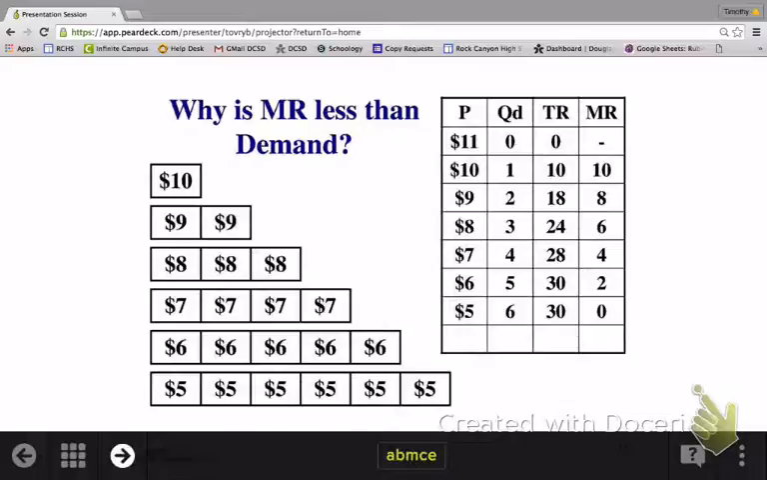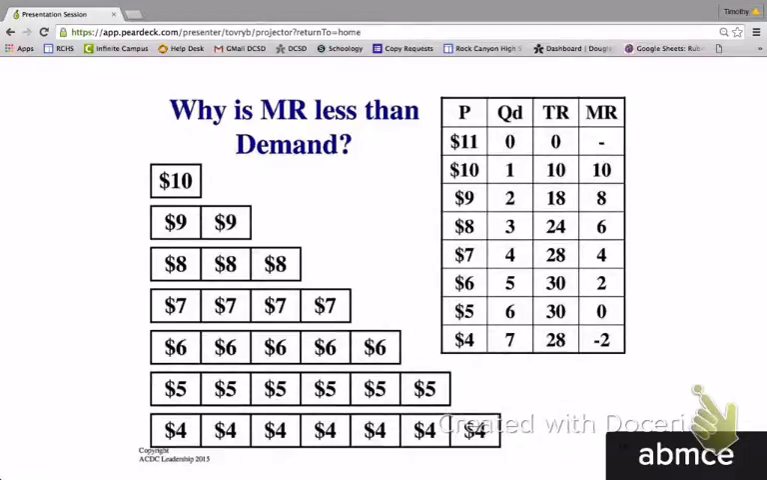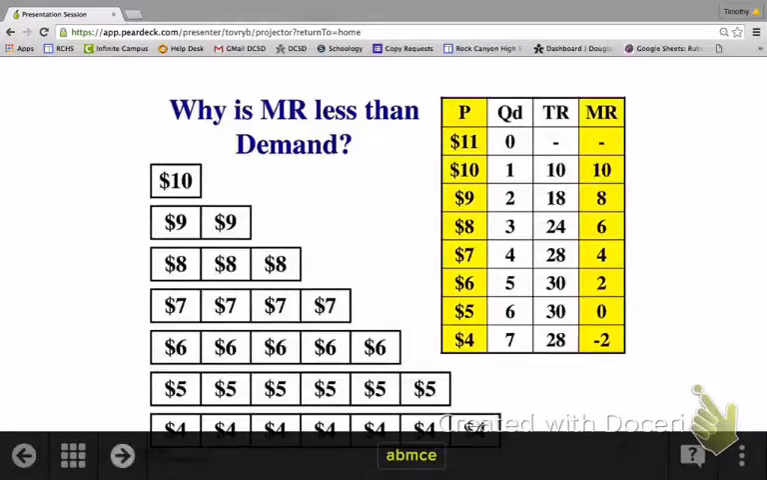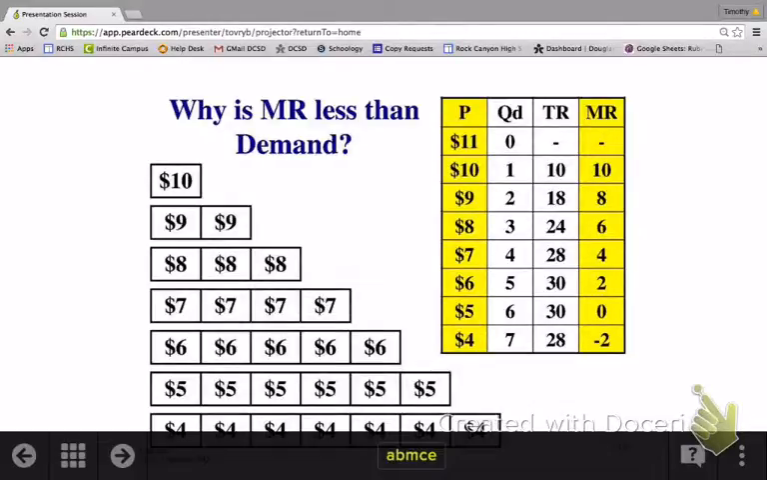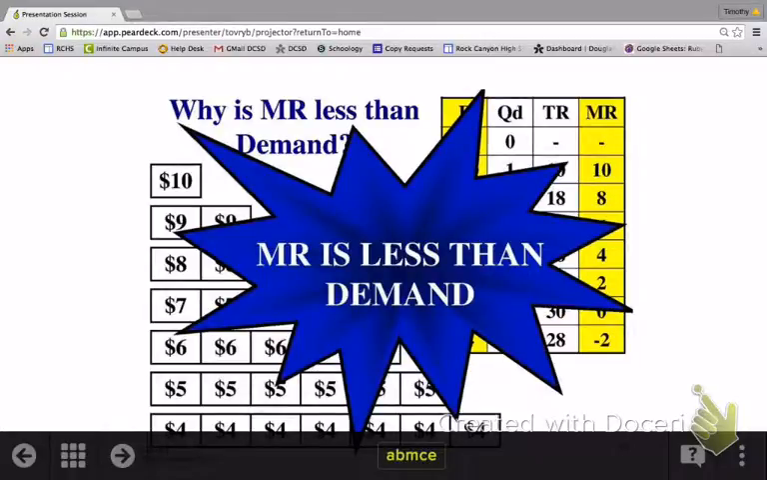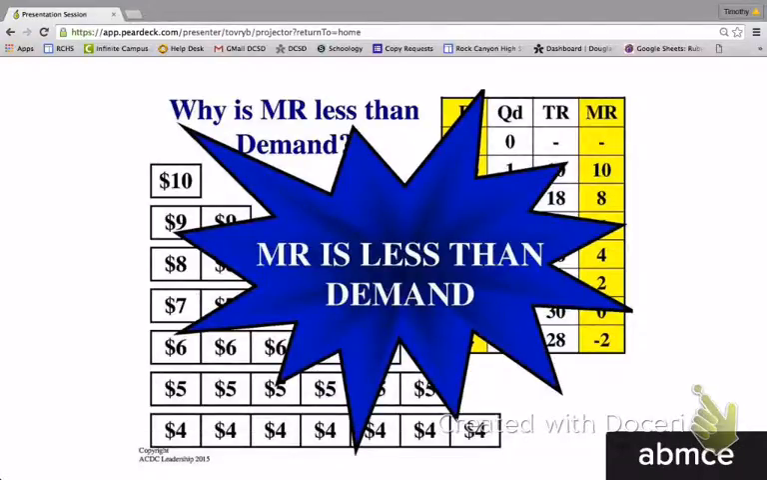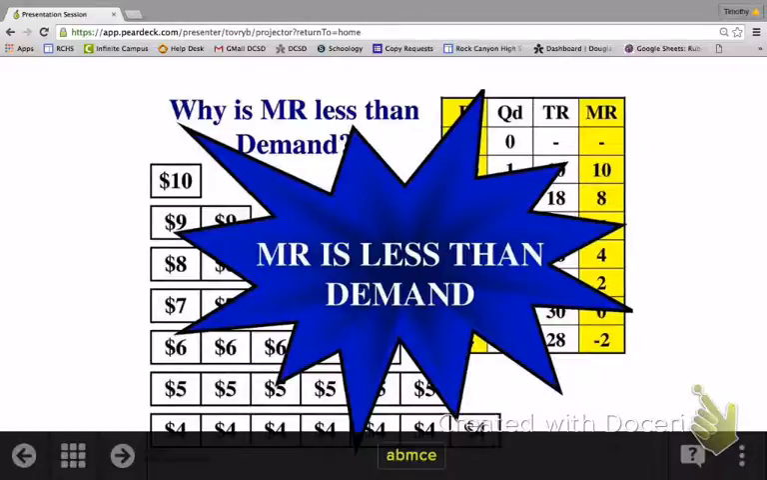And if we sell the next unit, we get an additional $4 from selling it, but we lose $6 by lowering the price of the first 6 from $5 to 4. 4 minus 6 is -2, and now marginal revenue is actually negative, -2, and it's not equal to the price of 4. So you can see that except for the first unit, the marginal revenue will always be less than the price, not equal to the price as it was under perfect competition. So marginal revenue will always be less than demand for a monopolist.